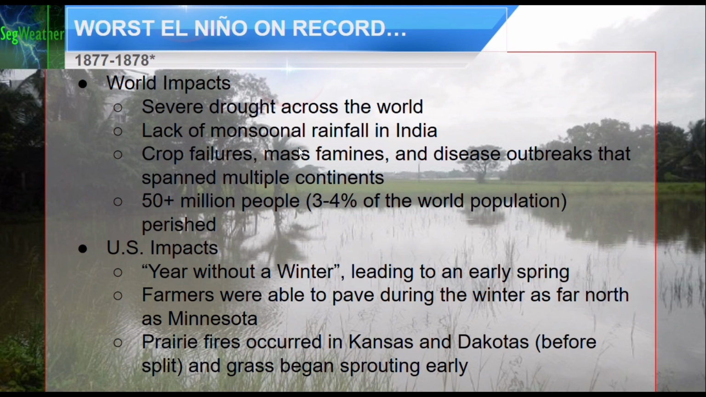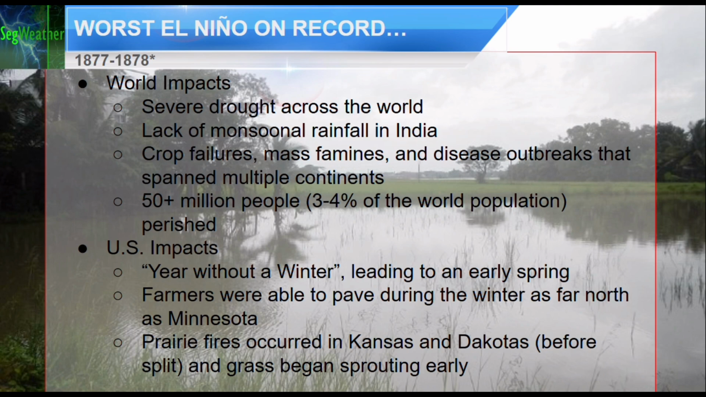And lack of monsoon rainfall is really bad, because without monsoon rainfall in India, which they typically see during the summer, unfortunately it leads to drought. And that's what happened in India, where they were not getting that much rainfall, and even crop failures, mass famines, and disease outbreaks that spanned multiple continents. So, again, a highly trumped up version of what happened 10 years ago. This past very strong El Nino, and 50 million people end up perishing, which is literally 3 to 4% of the world population.